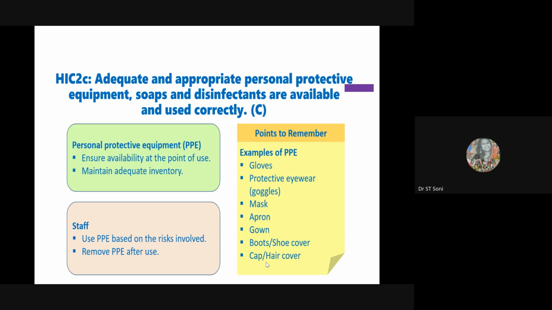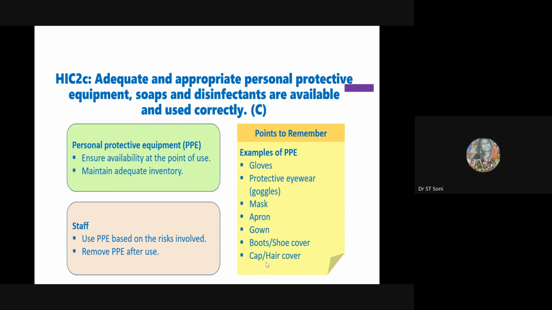So what they need to ensure is personal protective equipment at all points of use, and maintain adequate inventory. Using the PPE is risk based. Like in the psychiatry ward, touching the patient, we only need gloves. The entire PPE is not to be worn. Removing the PPE after the use.